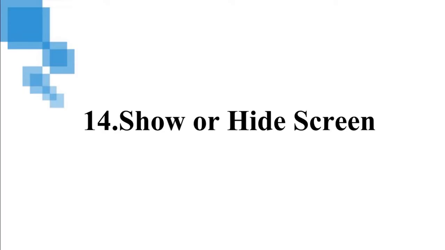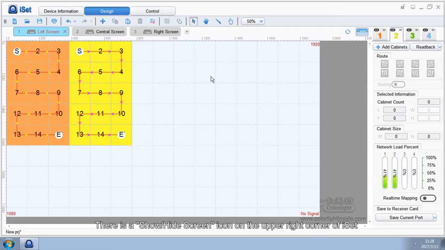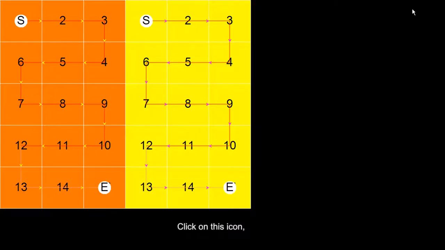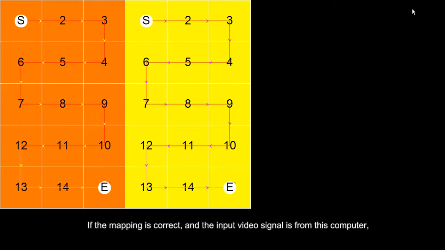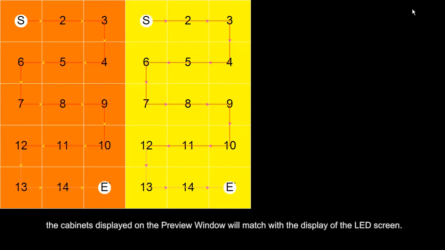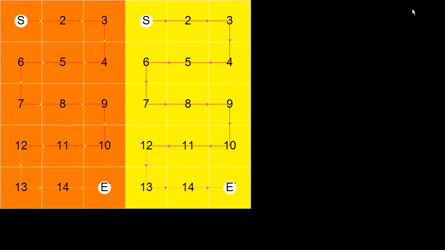14. Show or Hide Screen. There is a Show or Hide Screen icon on the upper right corner of iSet. Click on this icon. We can display the mapping of the cabinets on the preview window pixel to pixel. If the mapping is correct and the input video signal is from this computer, the cabinets displayed on the preview window will match the display of the LED screen.